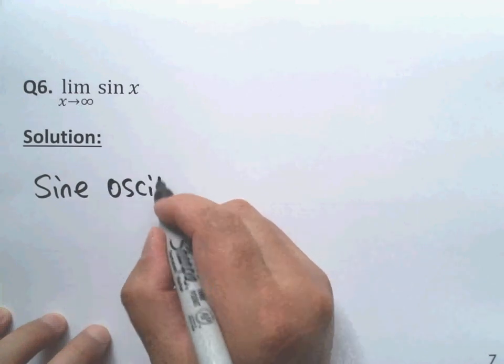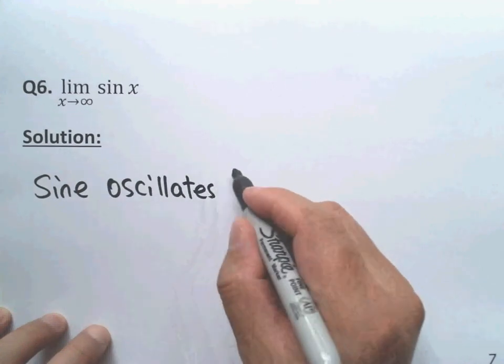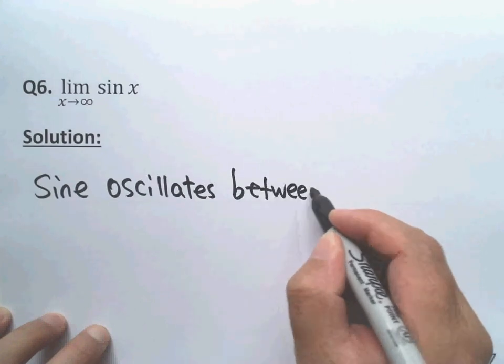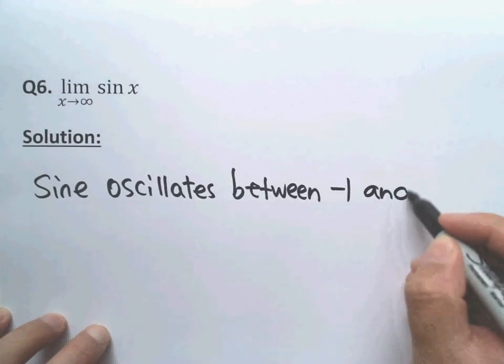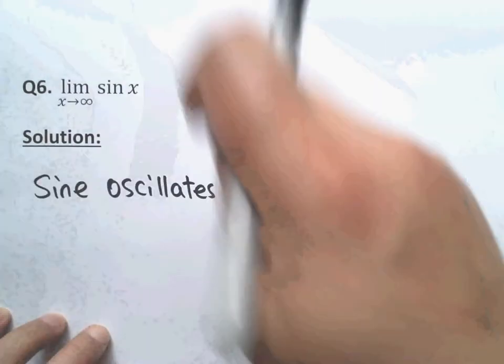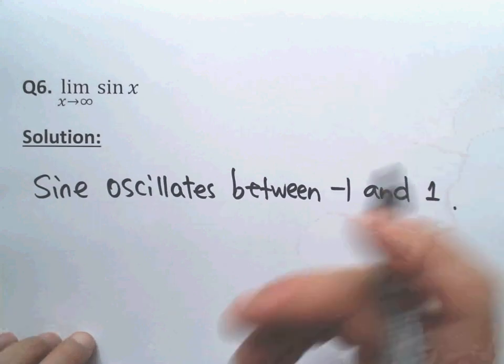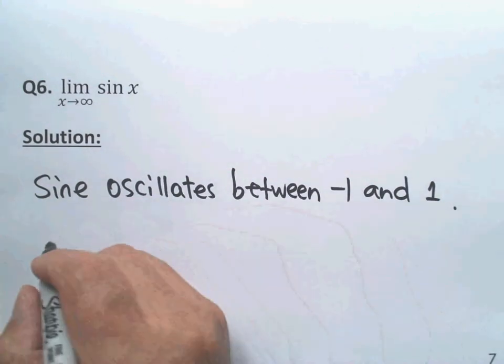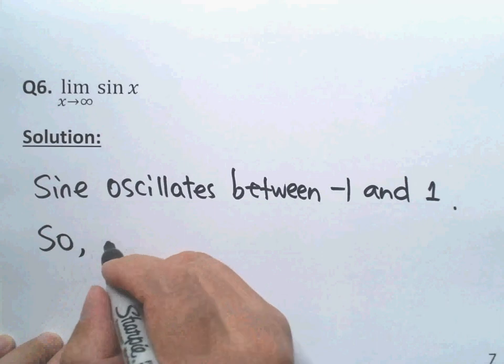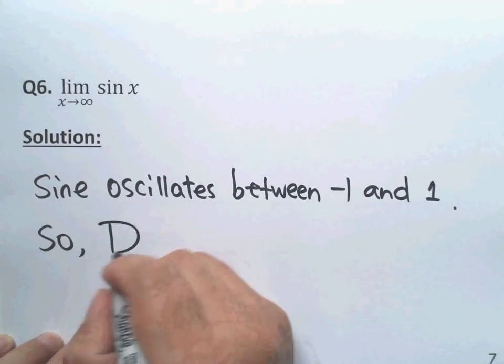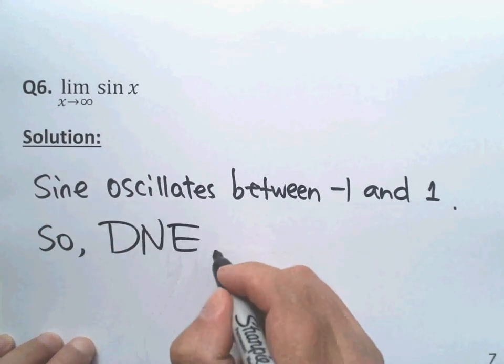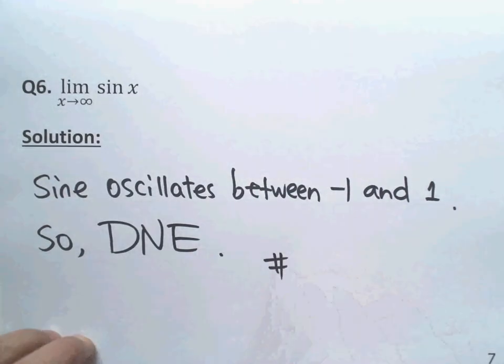Because the sine function oscillates between -1 and 1, always like this, if you look at the right tail, it never approaches anything, never gets stable. So the limit does not exist. So this is the reason. That's all. Thank you.